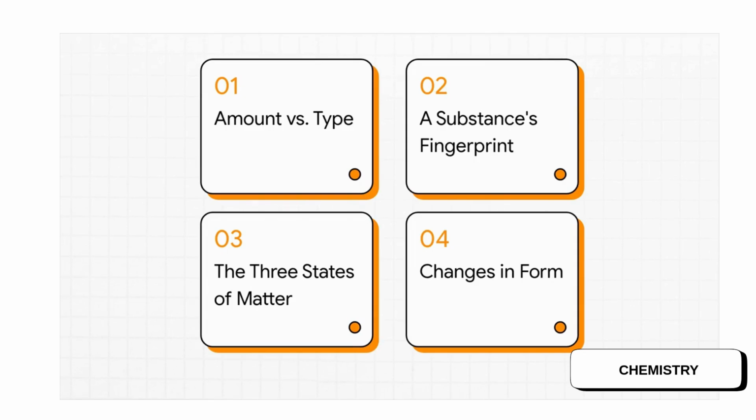First up, we're going to learn the difference between the amount of something and its type. Then, we'll see how every single substance has its own unique fingerprint. After that, we'll do a quick tour of the 3 states of matter, and we'll wrap it all up by looking at how matter can change its form.